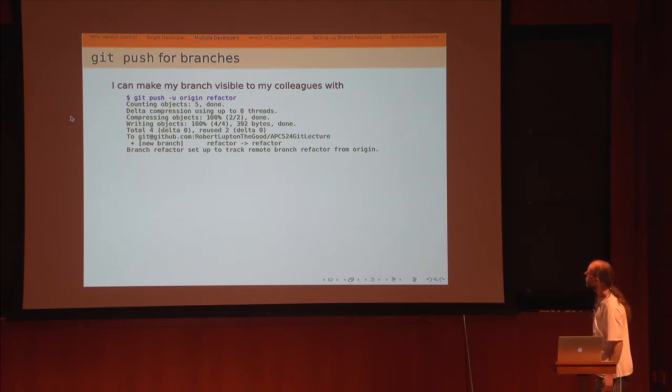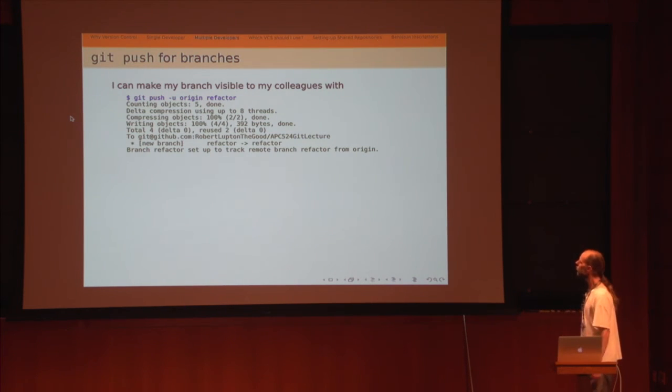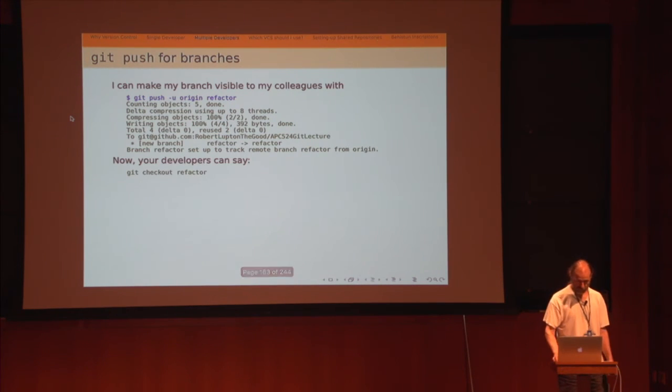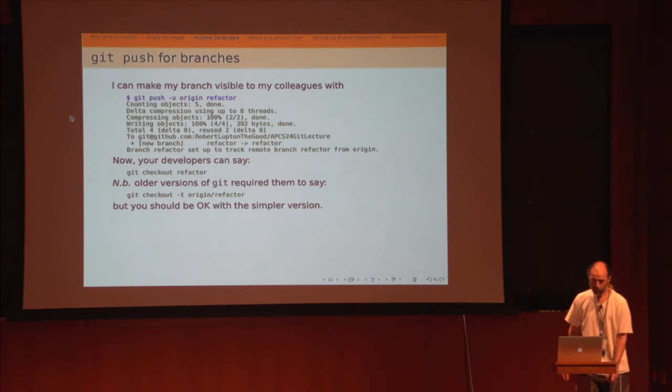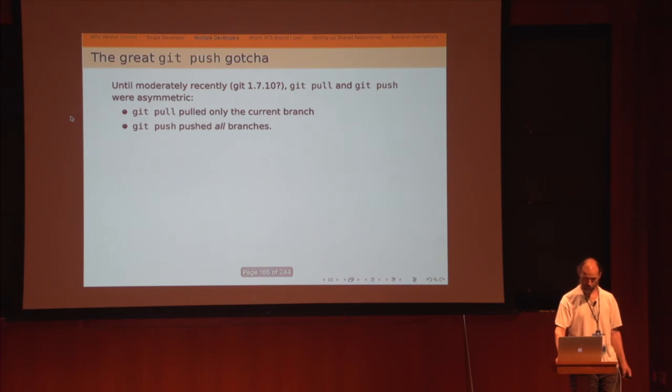Okay, I can push branches. So if I'm working on my piece of code and I want you to know about refactoring, I can say git push -u, which stands for, I don't remember, U stands for upstream, origin, refactor. And that means that I can now make my version available to you. My collaborators, this is how you do that. And then they can do exactly the same thing. In the old days, you had to do that, but you don't have to do that any longer, so let's not even worry about that.